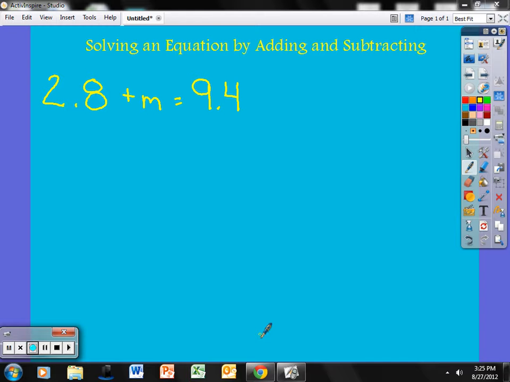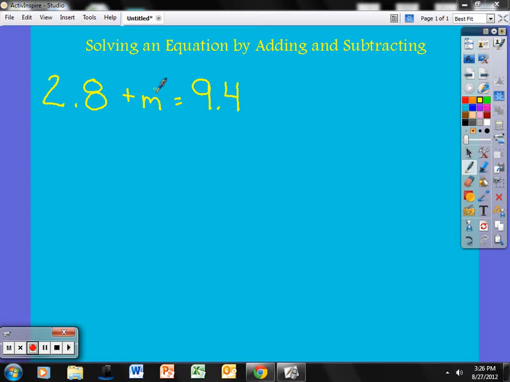I'm just going to model a couple problems similar to what we saw today in class that you should have some examples of in your graph notebook there. Solving an equation by adding or subtracting. So if I take a look, I have 2 8/10 plus m is equal to 9 4/10.